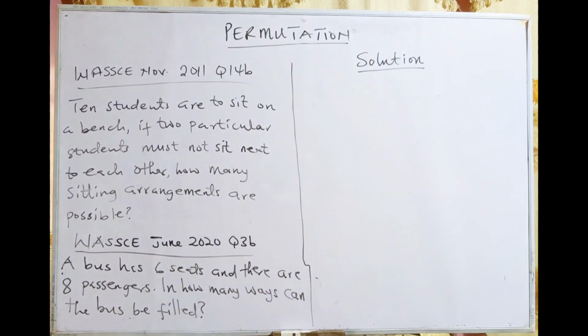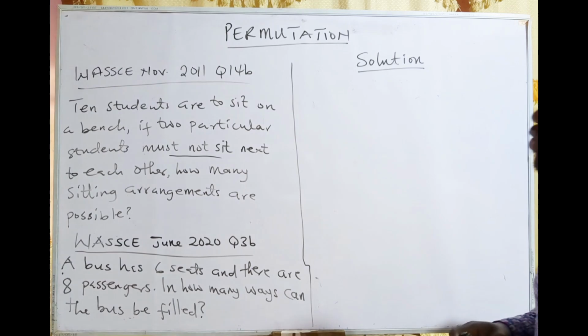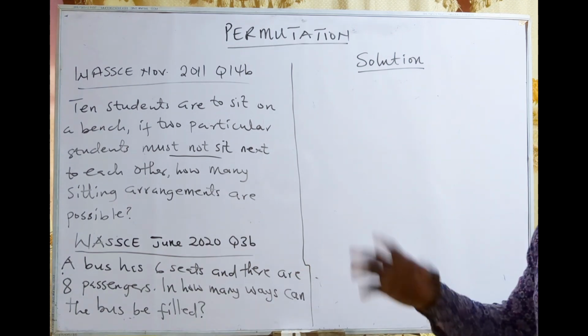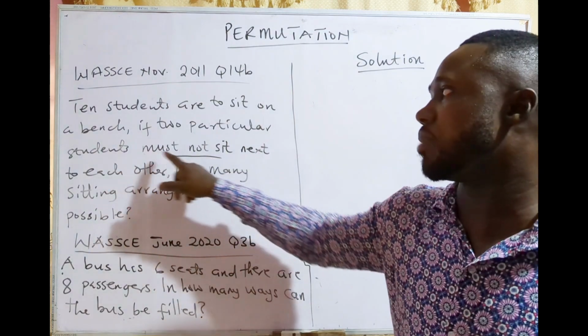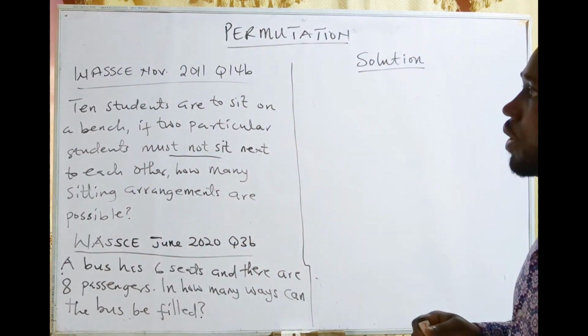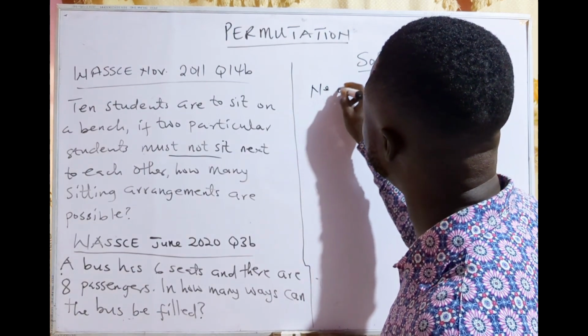Okay, so with this type of question, that is, must not sit next to each other, what you have to do is find the number of ways they can sit next to each other. Then you find the number of ways these 10 students are to sit if there is no condition, then you subtract and you get the number of ways they must not sit next to each other.